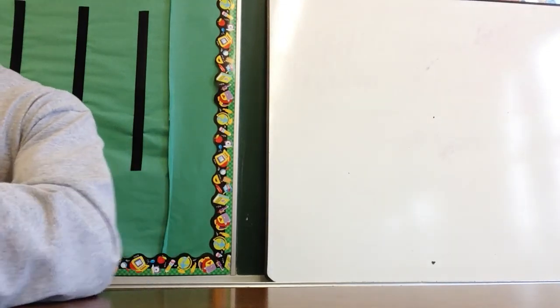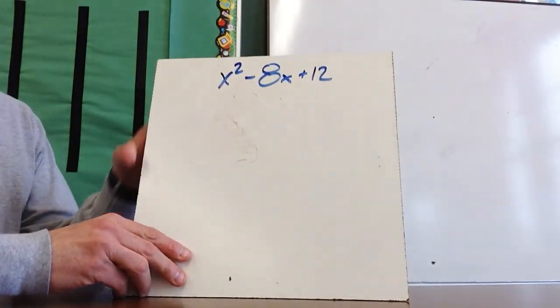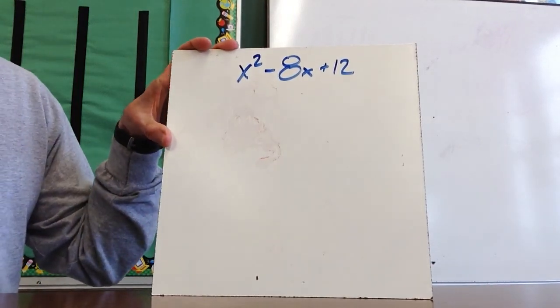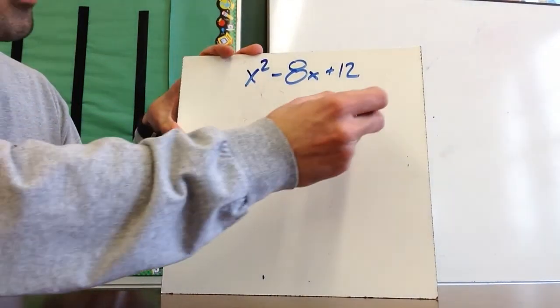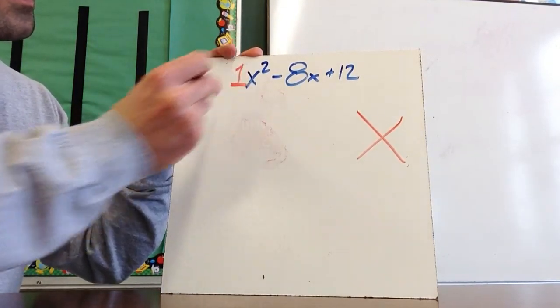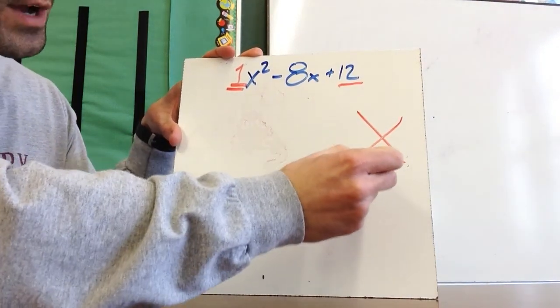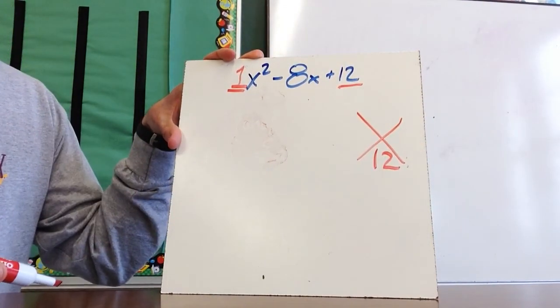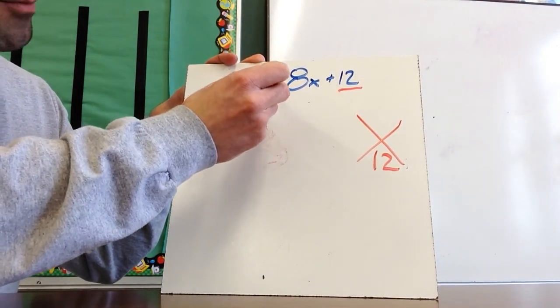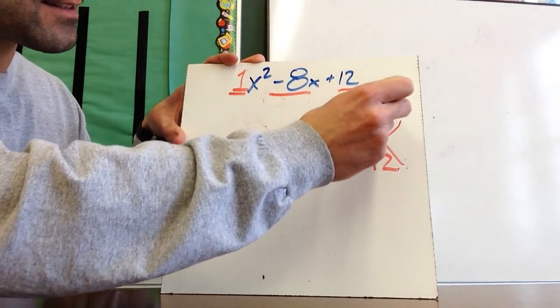All right, now let's talk about what happens when the middle number is negative. So for example, this. I'm going to again create my x. Remember that this is a 1. And so I'm taking this number times this number. 1 times 12 is 12. That's going here. And then I've got this middle number, but now remember the middle number is not 8. The middle number is negative 8.